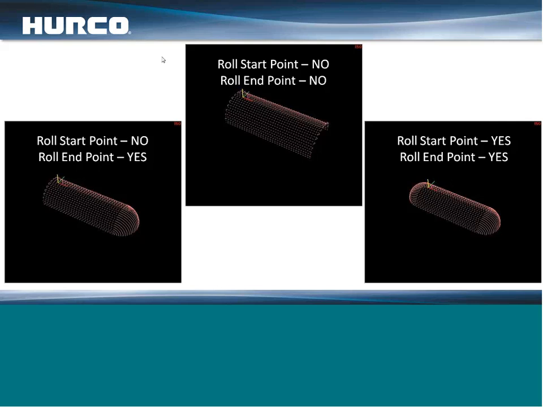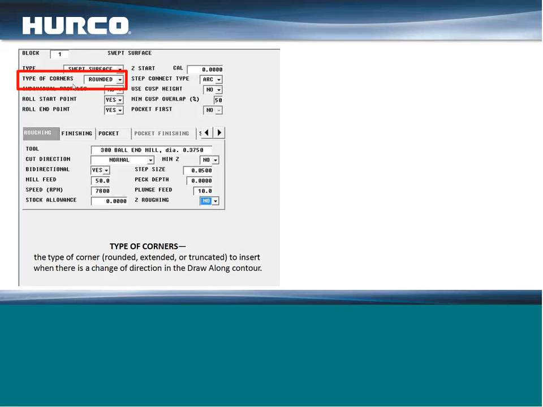So that's roll start and roll end point. The next thing we're going to talk about will answer the question that you asked here. It wants to know the type of corners. It tells you the type of corner, rounded, extended, or truncated, to insert when there is a change in direction in the draw along contour.